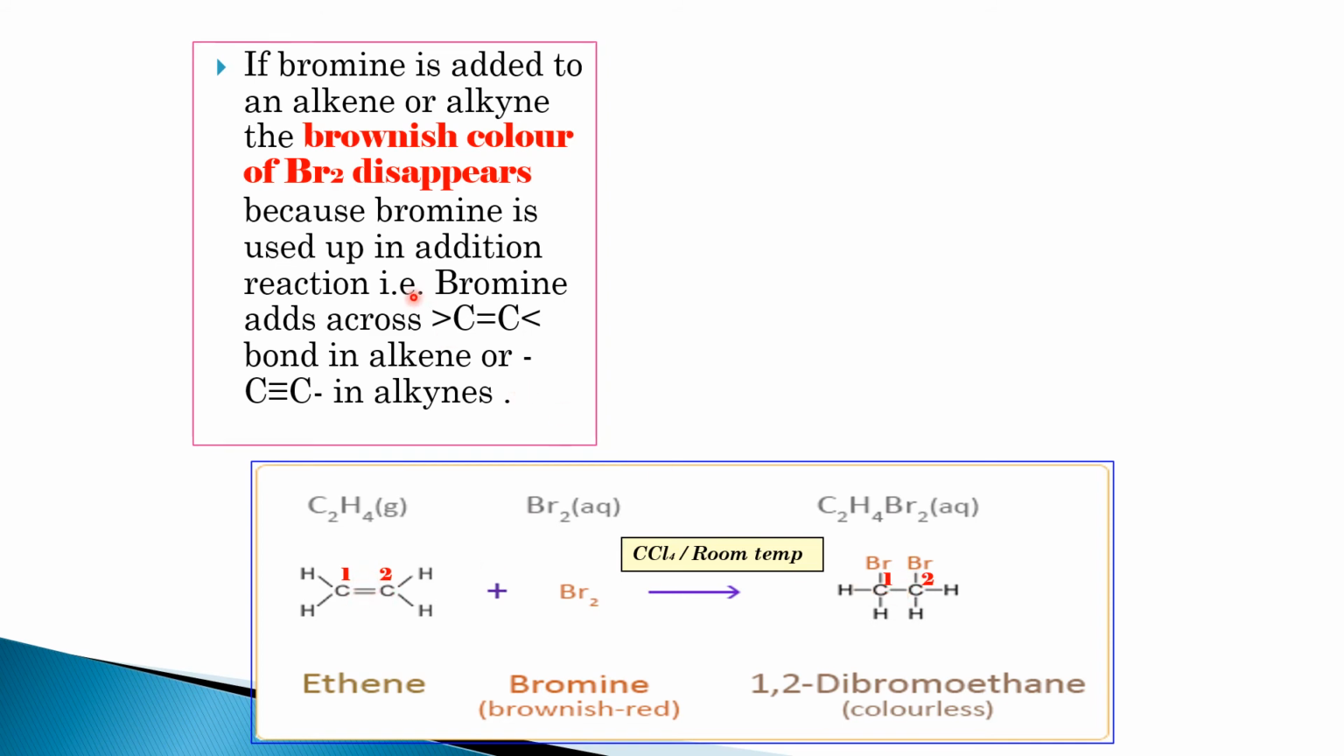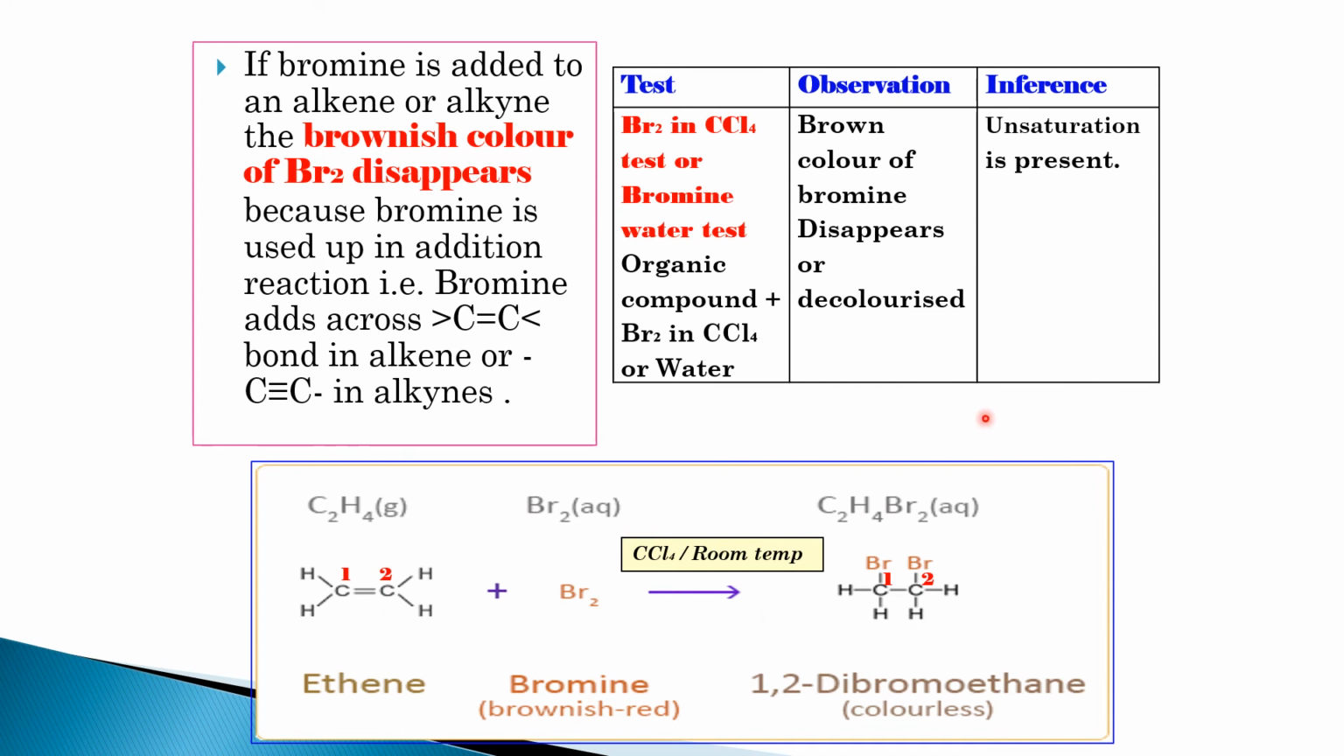That is, bromine is used up in the addition reaction. Bromine adds across the carbon-carbon double bond in alkene, because of which the brownish red color of bromine disappears. It confirms that the compound is an unsaturated compound. So, the Br2 in CCl4 test or bromine water test: organic compound plus Br2 in CCl4 or Br2 water. The brown color of bromine disappears or decolorizes. It means unsaturation is present.